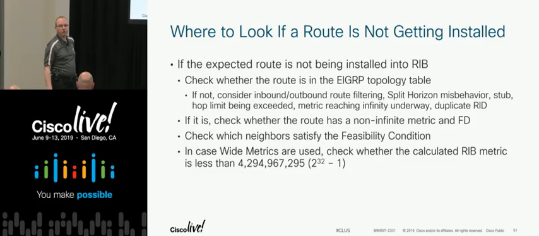Of course, also make sure that it's not a zero successor route. That one wouldn't make it, for obvious reasons. And show feasibility condition also has to be checked.